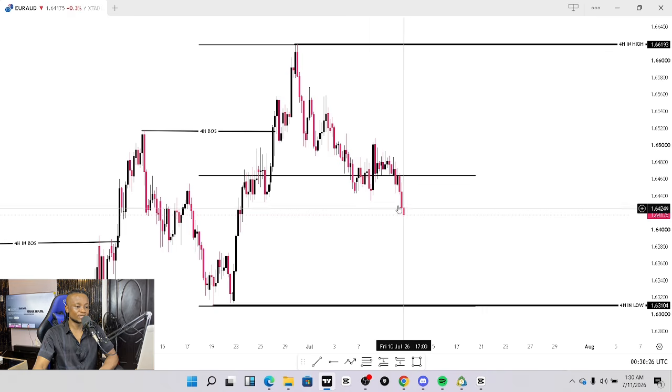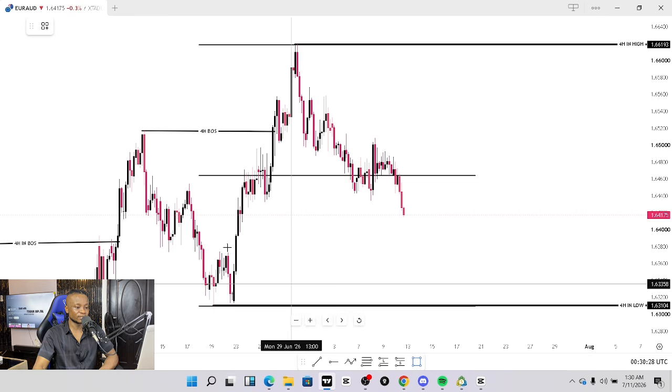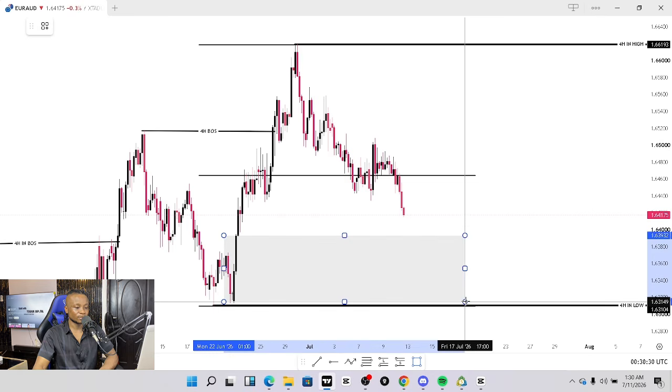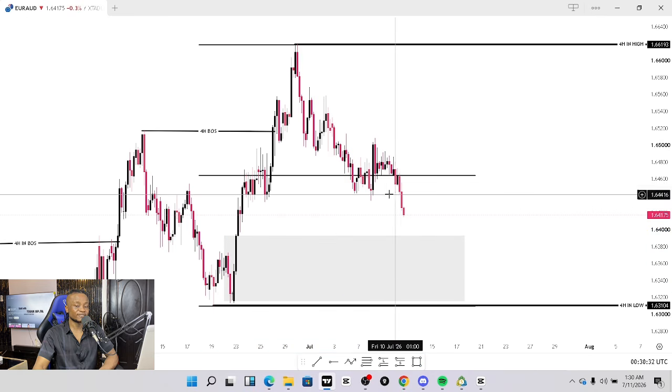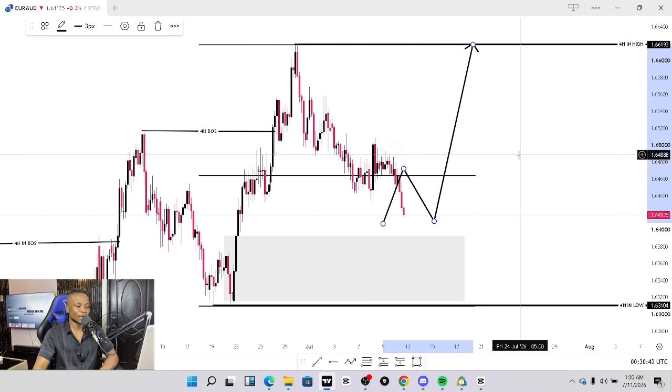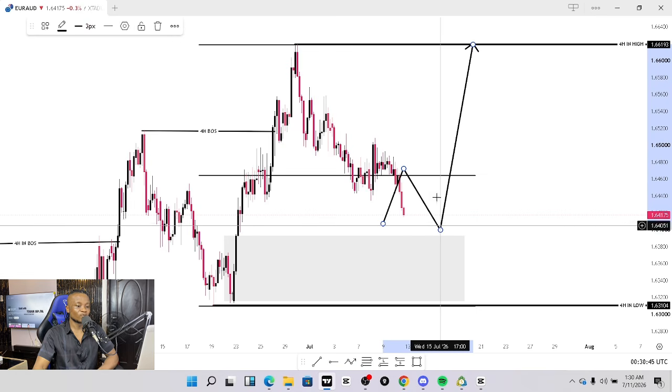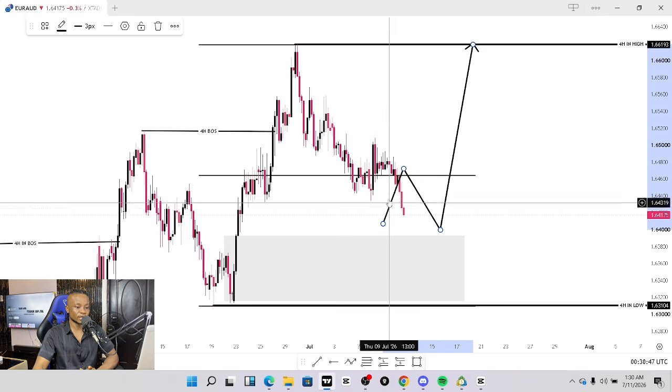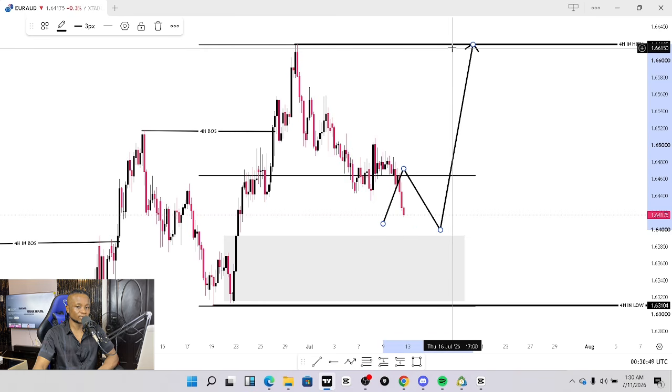So now the market has made its way into our discount. So this will be our demand zone, somewhere here. The market has found its way into our discount. All we're looking for here now is buy opportunities. We're looking for the market to give us an opportunity to get into this position to go to the upside.